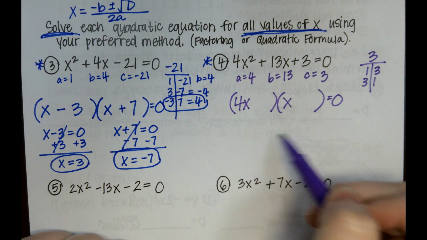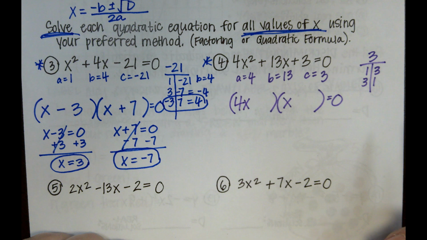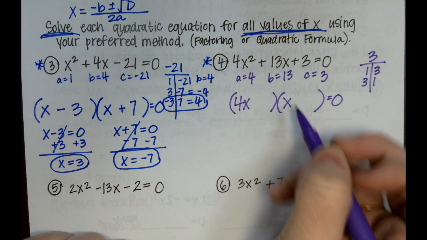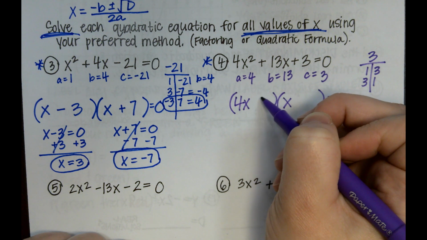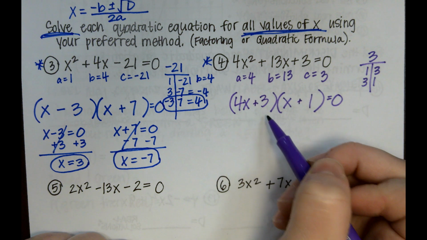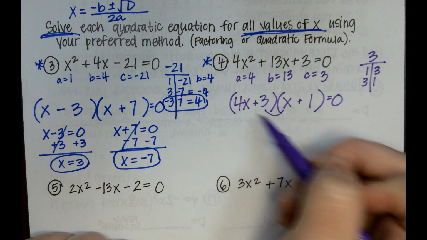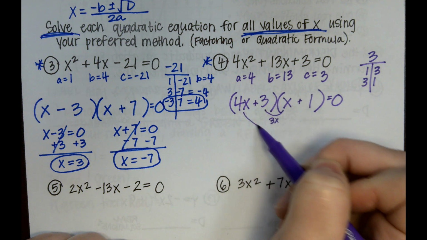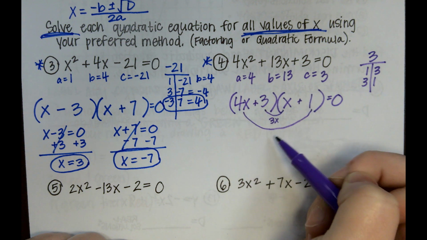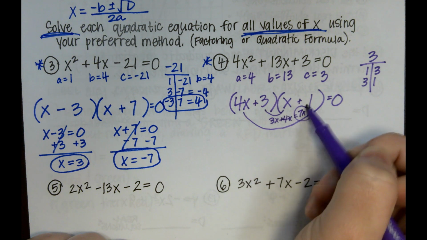So now we need to decide what goes where. 3 and 1. 3 first and 1 second? Sure, let's try that. 3 and 1. Ooh. So how'd you know that wasn't going to work? Yeah, I'm going to get 3x plus 4x times 1 is 4x. And I get 7x, so that can't be it.